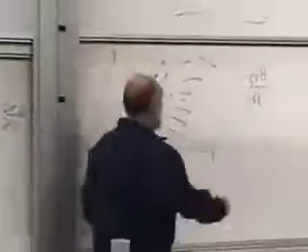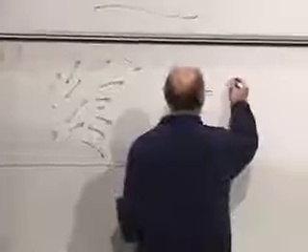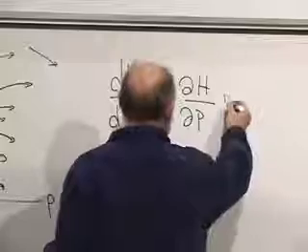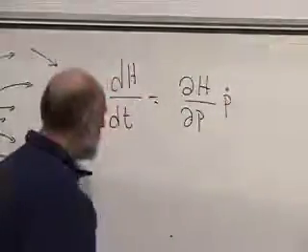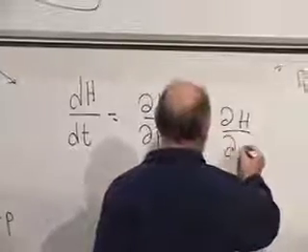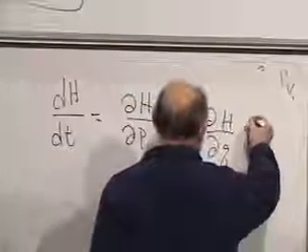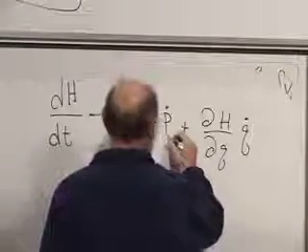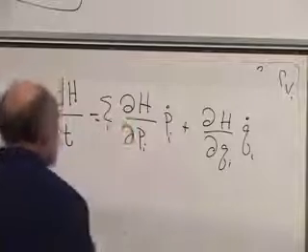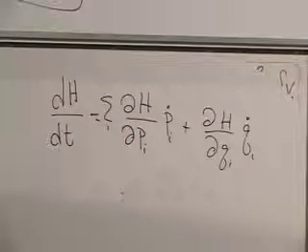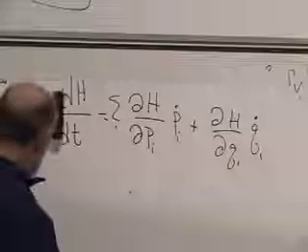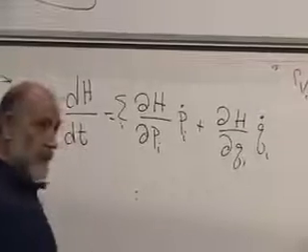Let's calculate it. It's equal to the derivative of H with respect to p times p dot, plus the derivative of H with respect to q times q dot, summed over i. The change in H when you change p times p dot plus the change in H when you change q times q dot. That's the change in the Hamiltonian per unit time.